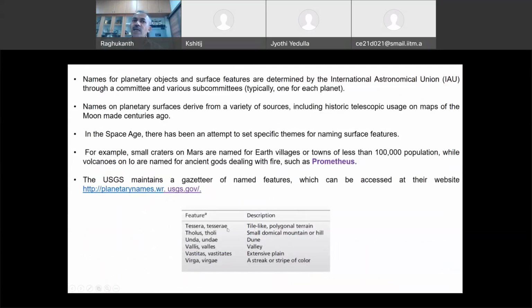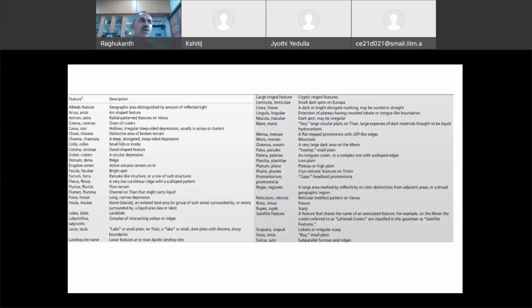Tessera, or tesserae, means tile-like polygonal terrains. When you see this in the image, we call it a tessera. Tholus means a small domical mountain or hill. Valles means a huge valley, like in Mars we have the Valles Marineris region. Vargas means a streak or stripe of color. They use these types of words to describe these surfaces.